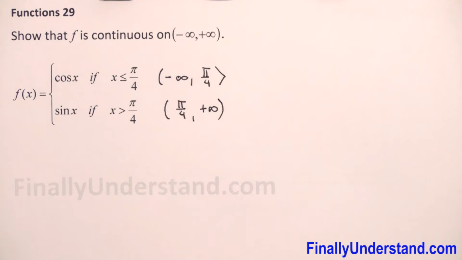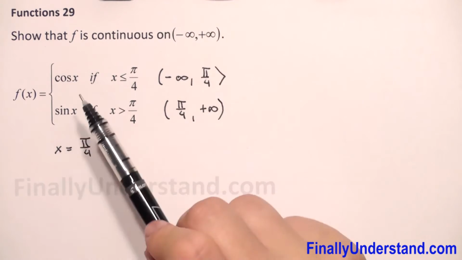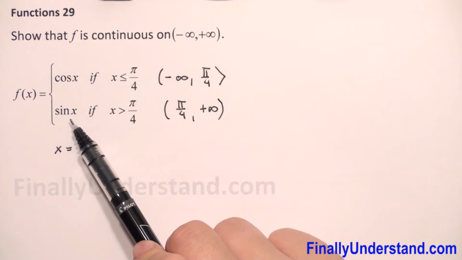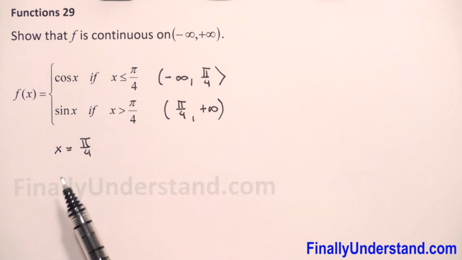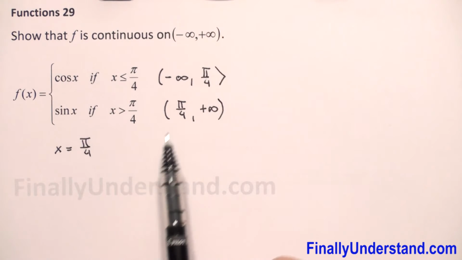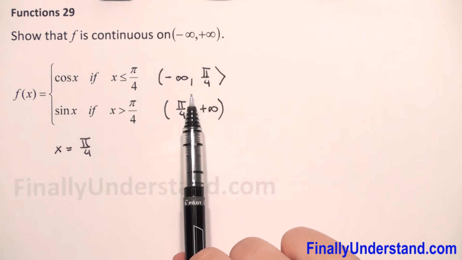To check if our function is continuous, we have to check only at point x equals pi over 4, because we know that cosine is a continuous function and sine is continuous. So only this point we have to check. The function is continuous if and only if it meets three conditions. First, we have to check if this pi over 4 belongs to the domain of our function. Pi over 4 belongs to the first part of our function, so everything is correct.